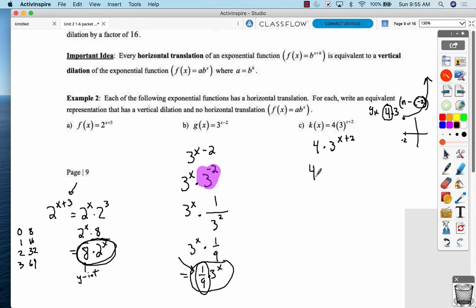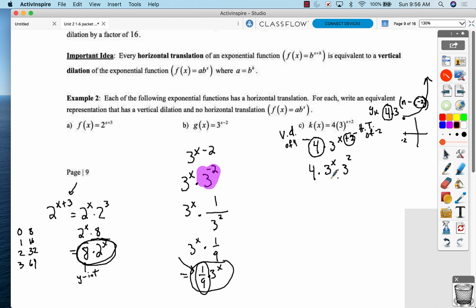So that'd be 4 times 3 to the x times 3 squared. And just to let you know, this is two different transformations. This is a vertical dilation of 4, and this plus 2 is a horizontal translation of -2.